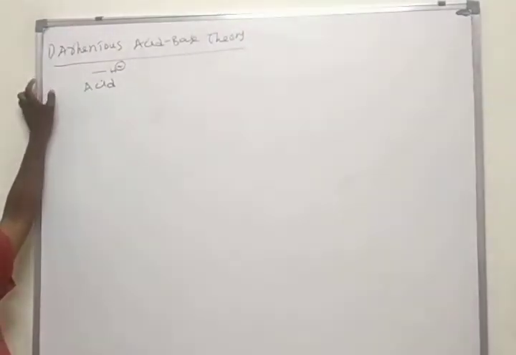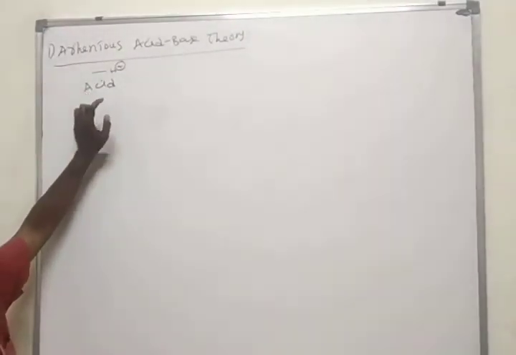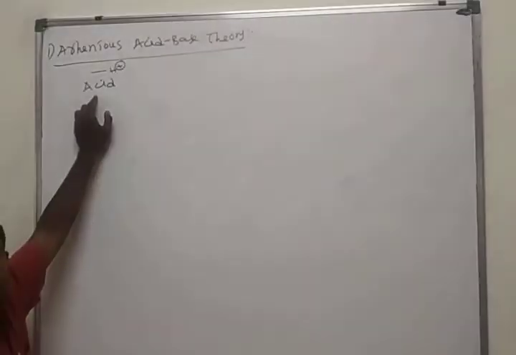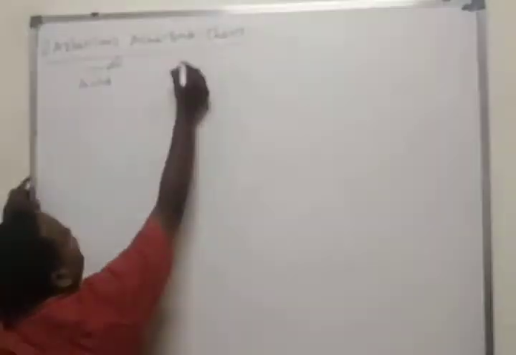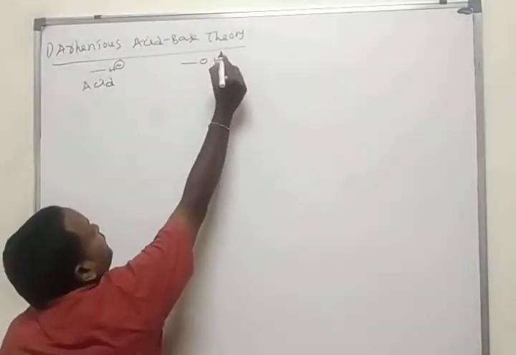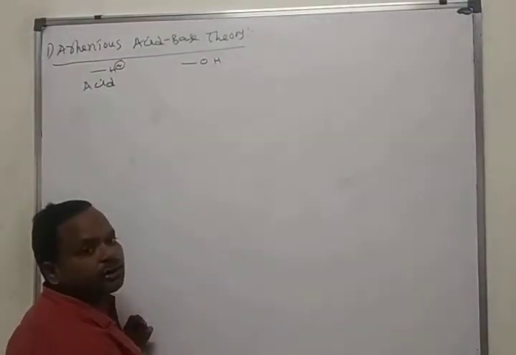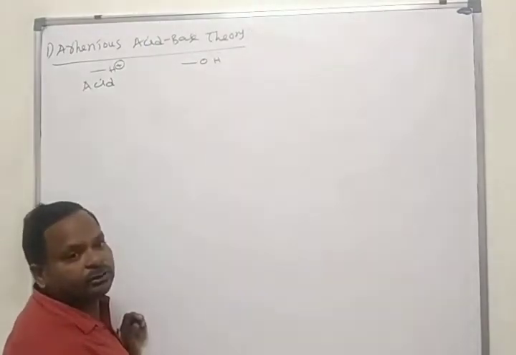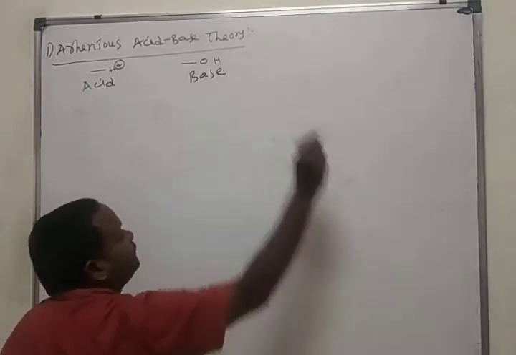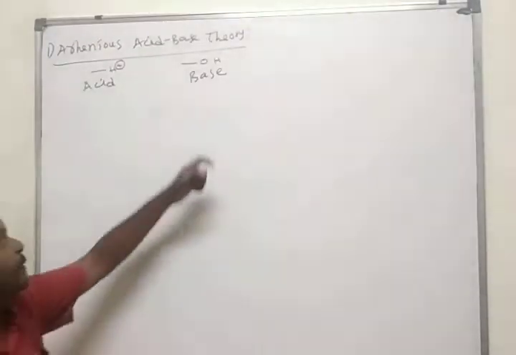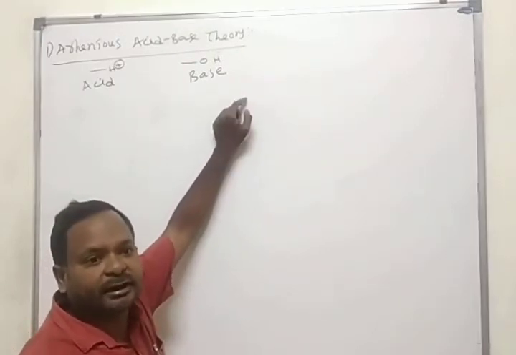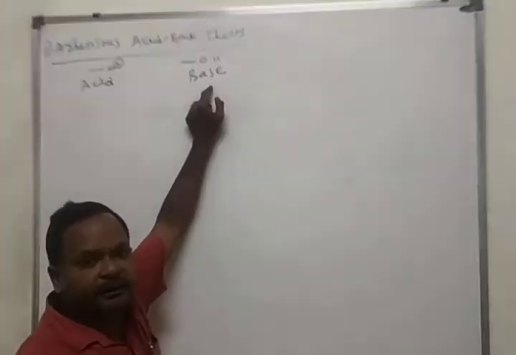The chemical substance which releases the H plus ion in aqueous medium, or in water, we call an acid. The chemical substance which releases the OH minus ion in aqueous solution, or in water, we call a base. What is a base? The chemical substance which releases the OH minus ion in aqueous medium, we simply call a base.